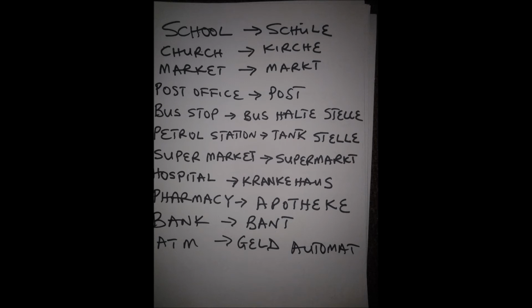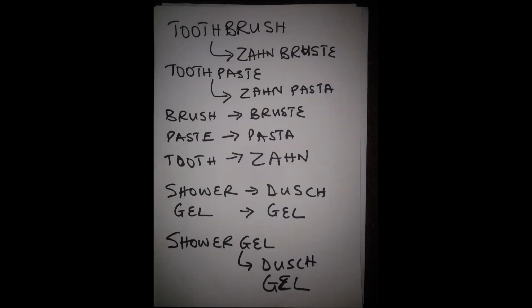Other things you need to know are things you need in the bathroom. I already told you teeth is Zähne, but one tooth is Zahn. So toothbrush is Zahnbürste. Brush is Bürste. Toothpaste is Zahnpasta, because paste is Pasta. So the words come from brush is Bürste, paste is Pasta, and tooth is Zahn. That is why toothbrush is Zahnbürste.